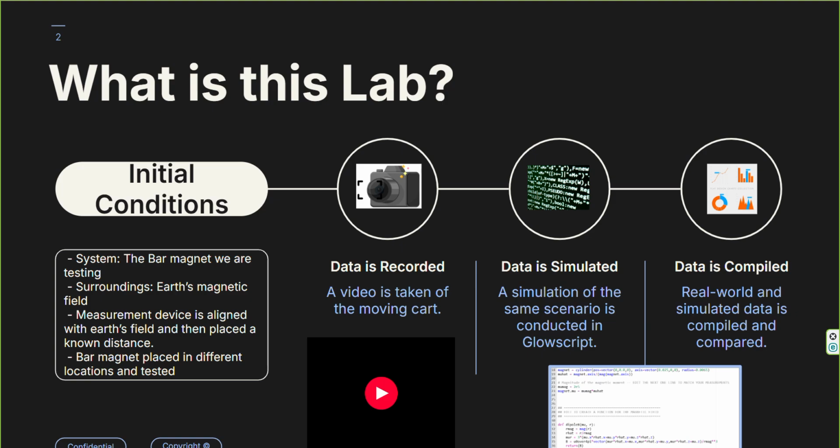Again, going back to this, the system was our bar magnet that we were testing, and the surroundings was the Earth's magnetic field, and also our phone, which was calculating the field from the magnet. We also had to align the magnet and the tester with magnetic north, so that it was easy to get rid of the magnetic field produced by the Earth.